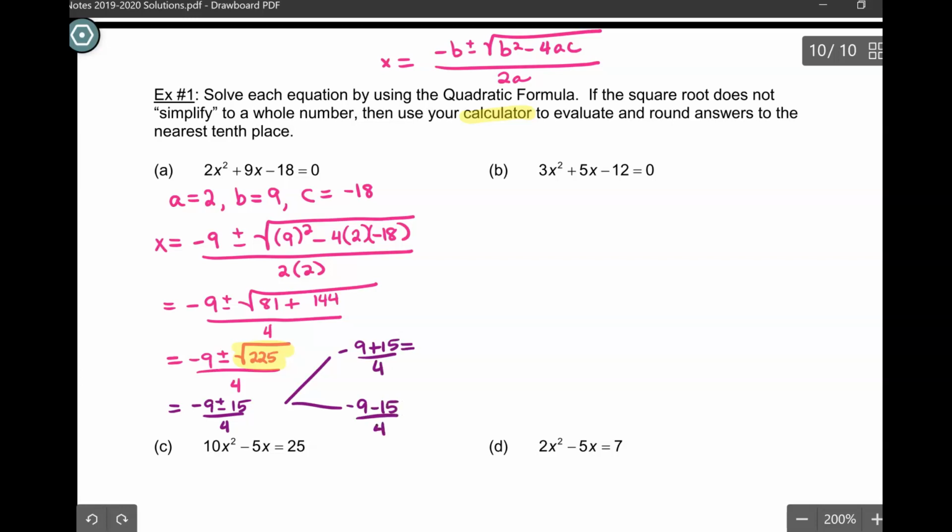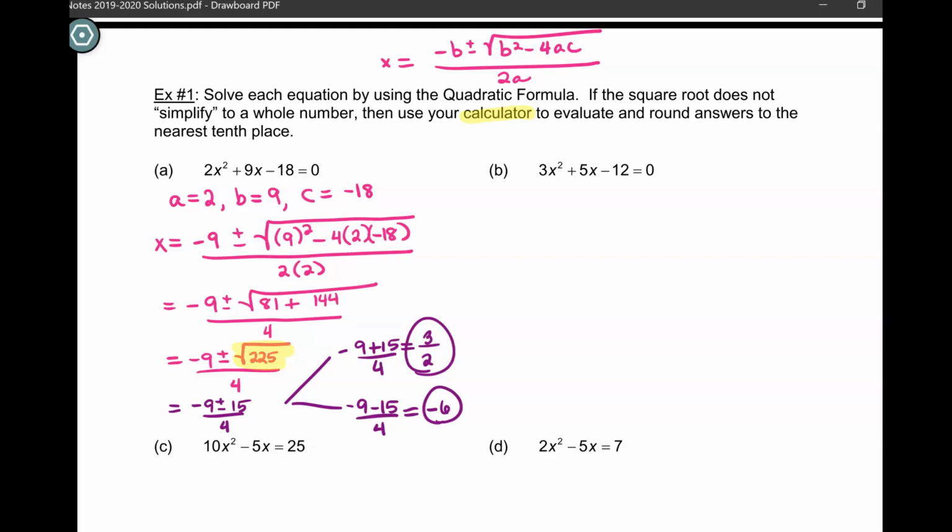So negative 9 plus 15 gives us 6. 6 over 4 reduces to 3/2, so that's one answer. And negative 9 minus 15 is negative 24. Divided by 4 will give us a negative 6. So our 2 answers are 3/2 and negative 6.